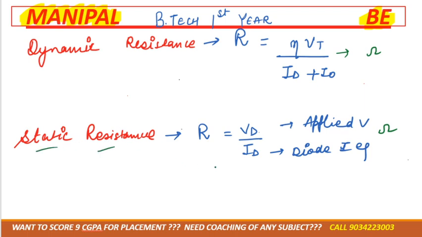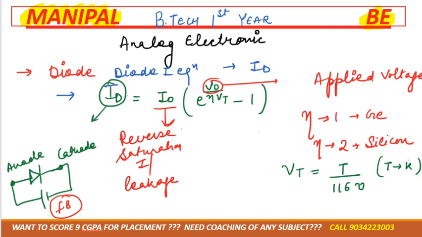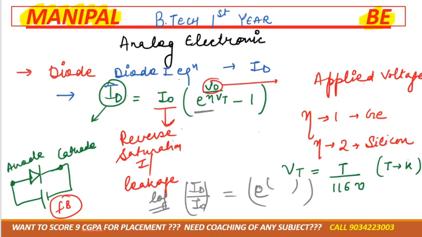Whenever they ask for static resistance, then in that case you need to calculate ID. Now generally students find it hard to solve for ID in the problem, so it's better to take ID by I naught, then e raised to the power of this term, right? Then take log on both sides. Then log e is always equal to 1, so e will be eliminated. So generally students have this problem.